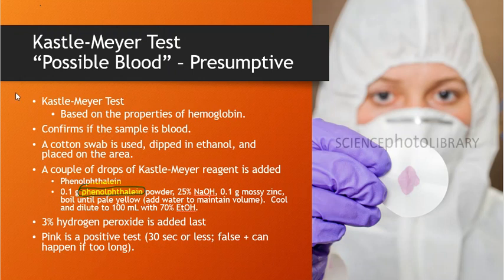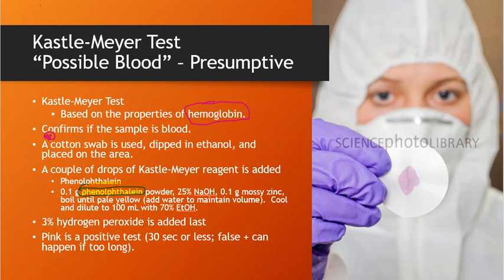So how is this test done? If we look on the slide, Kastle Meyer is based off of hemoglobin, like I told you it was going to be, and it will confirm if the sample is blood or not. The way that we do it, it's a very simple test. We take a cotton swab, very similar to a Q-tip, and we dip it in ethanol, and then we place it on what we think is the blood sample, and we give it a good rub. We want some of that sample to transfer onto the cotton swab that I have now wetted with alcohol.